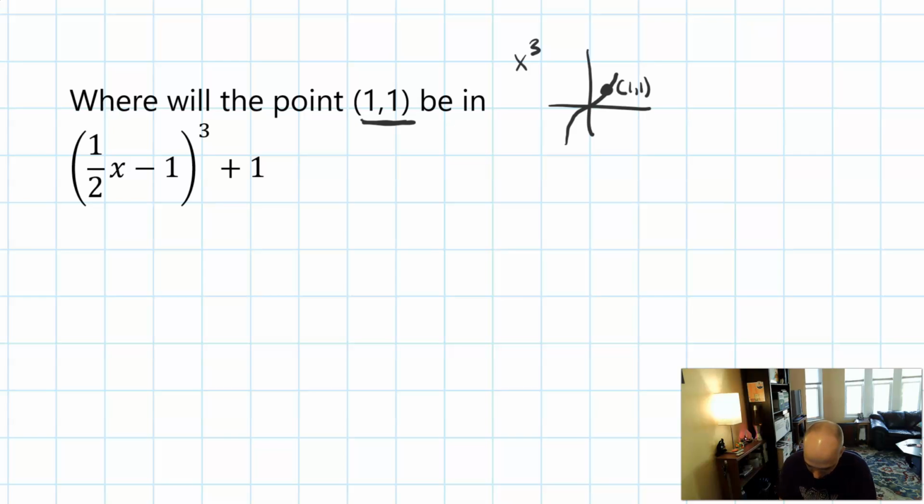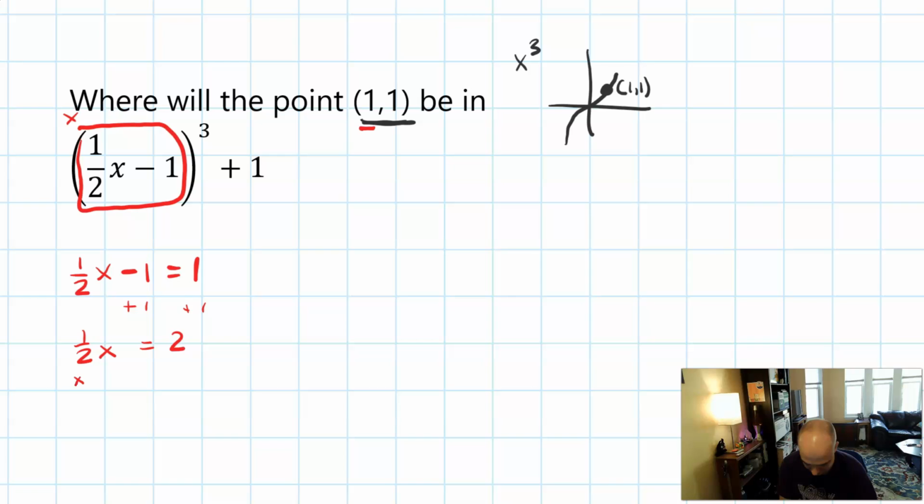To do that, I can take the entire argument here, that's the x part, and I'm going to set this equal to 1. 1/2 x minus 1 equals 1. By the way, I know there's two 1s. This is the first one. I'm setting the x's equal. So I'll add 1. I'll have 1/2 x is equal to 2. I'll times by 2, times by 2, and I get x is going to equal 4.